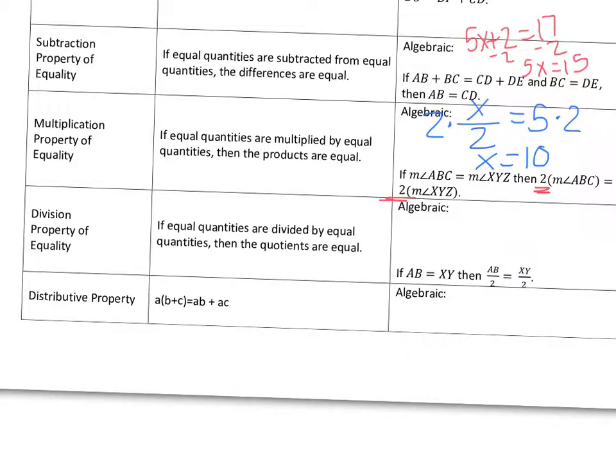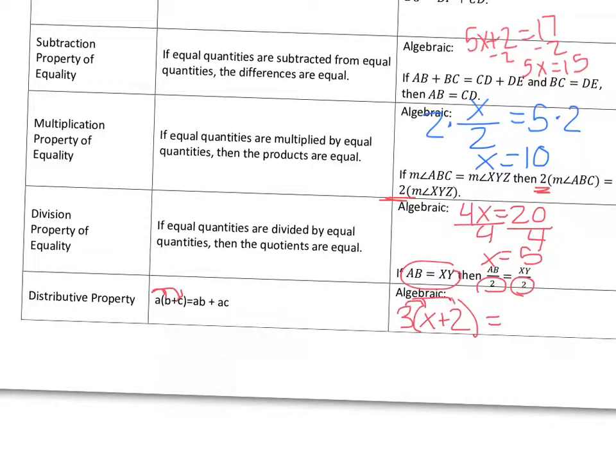Division property is if you just divide both sides by equal quantities. So 4x equals 20. If you divide both sides by 4, you get that x equals 5. In terms of segments, if you divided 2 segments that we know are equal by the same thing, then that's your division property. Last one's distributive property that you should know. In this case, you would distribute your a through. If we had numbers in a variable, 3 times x plus 2, you would distribute your 3 and get 3x plus 6.